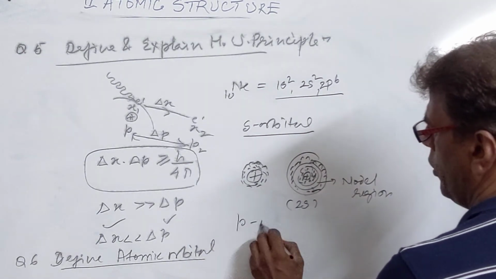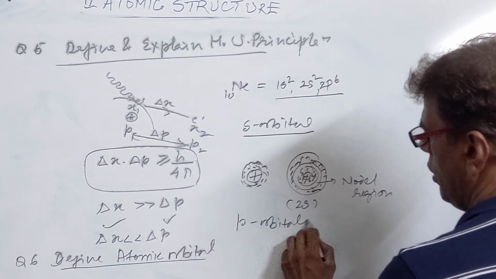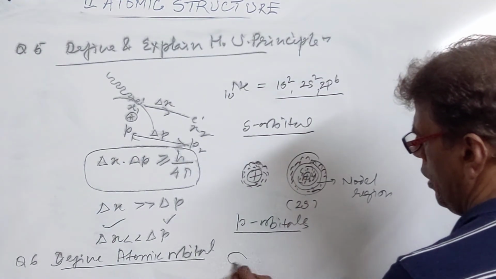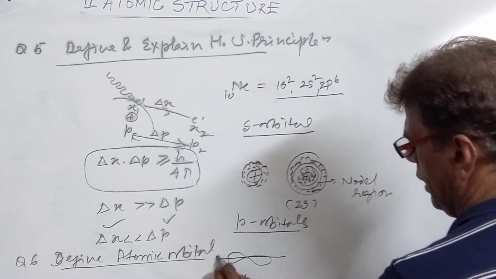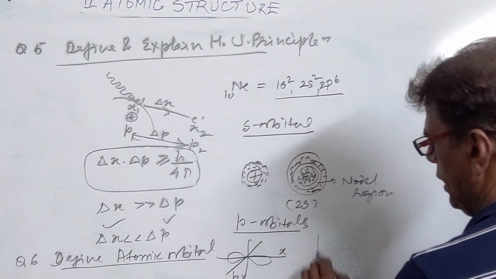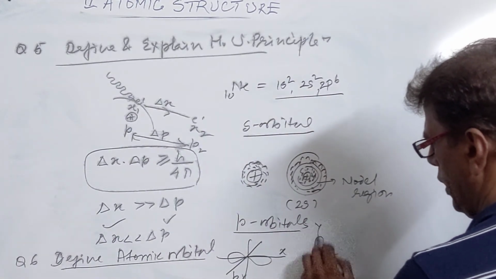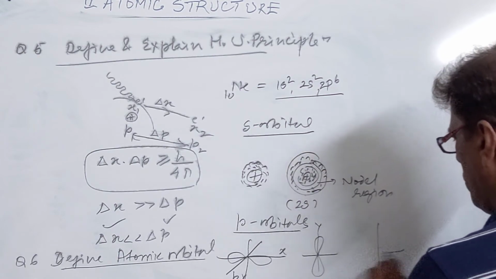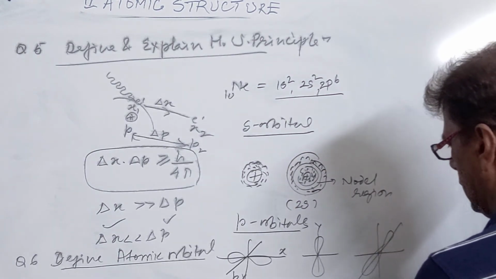Then we have p orbitals. P orbitals are dumbbell shaped. They are 3 in number. This is px lying on the x-axis. Then we have py lying on the y-axis. Then we have pz orbital lying on the z-axis.